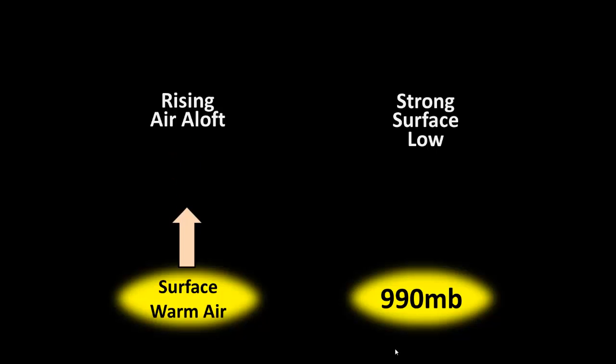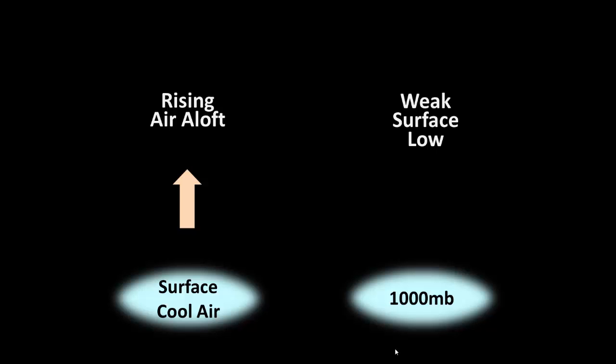If there is rising air aloft with warm air at the surface, it will be much easier for the warm air to rise and for the surface low to deepen. As a result, you will get a strong area of low pressure at the surface.